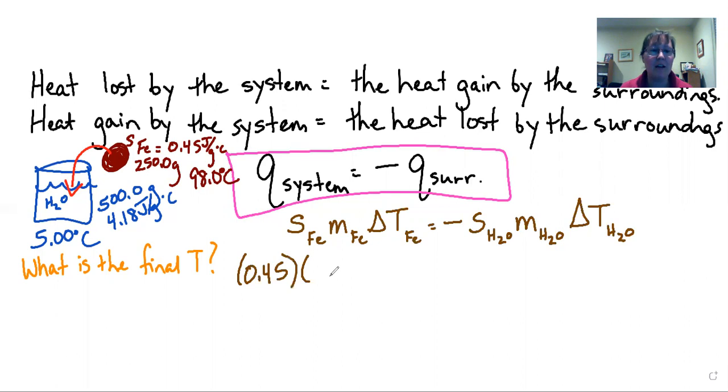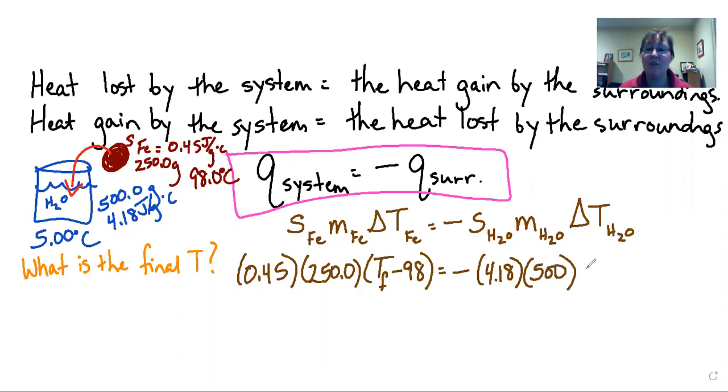0.45 is my specific heat of iron. 250 grams is the mass of my iron. And actually, I'm going to run out of room. There. The change in temperature of my iron is T final minus 98. Now, don't forget that negative sign. That's very important. Specific heat of my water is 4.18. The mass of my water is 500. And the change in temperature of my water is T final minus 5 degrees. And now I'm going to solve this.